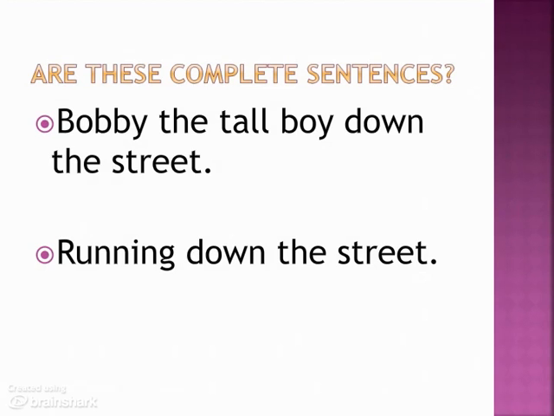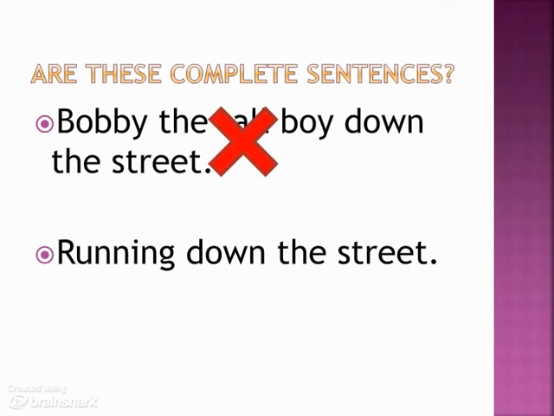What about these? Are these complete sentences? Let's look at the first one. Bobby, the tall boy down the street. Do you think this is a complete sentence? If you said no, you are correct. This is not a complete sentence. We do have a subject, Bobby, but what's Bobby doing? Nothing. We're missing a predicate.